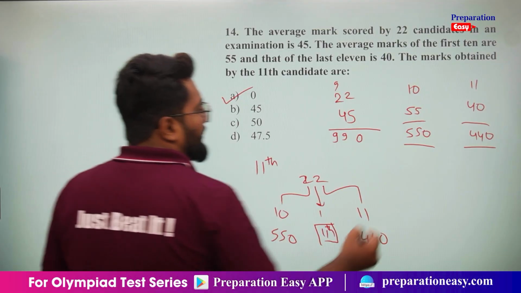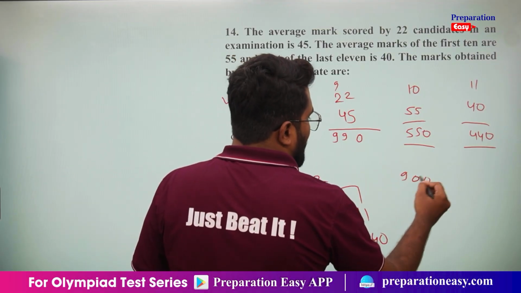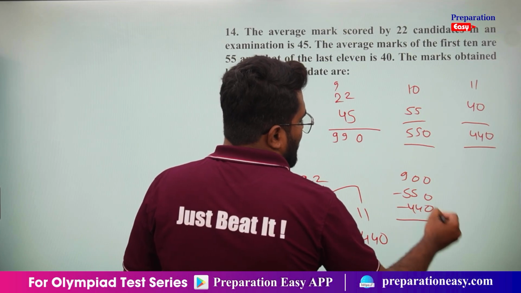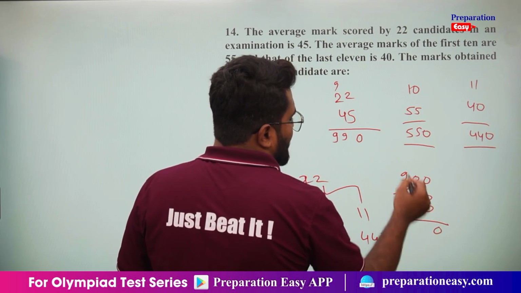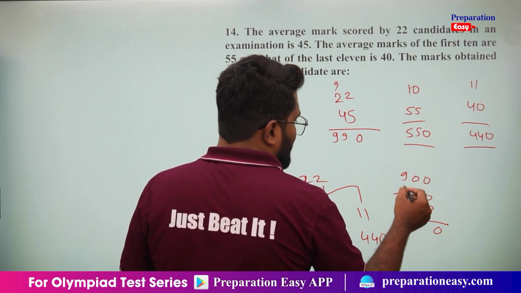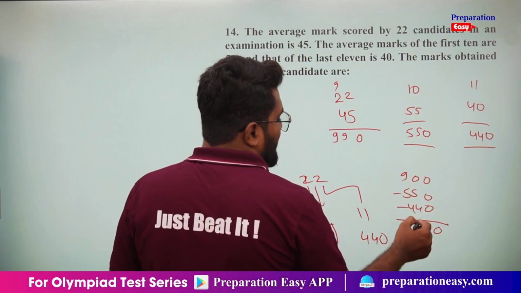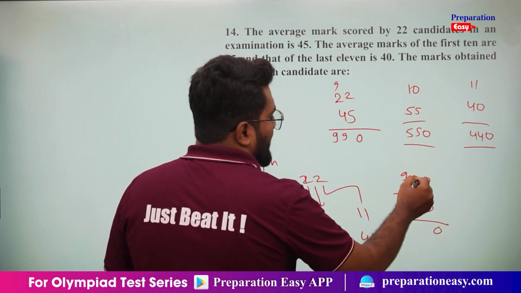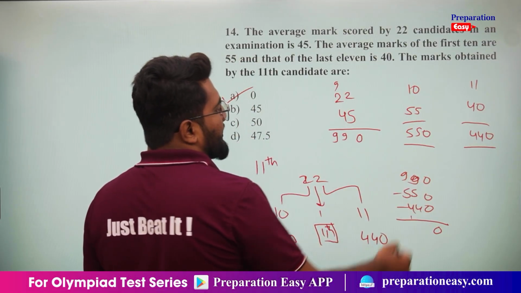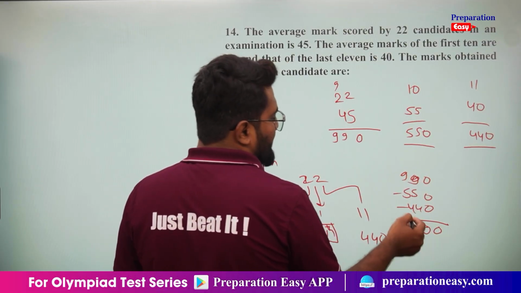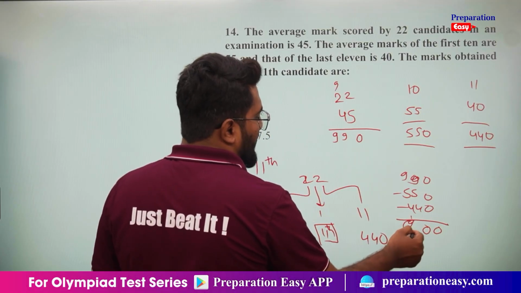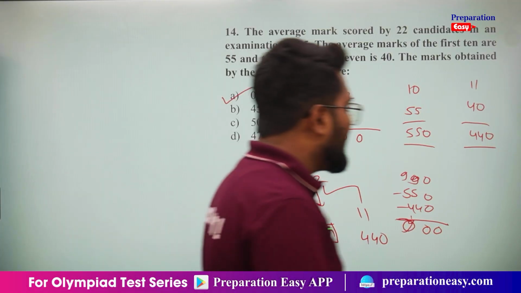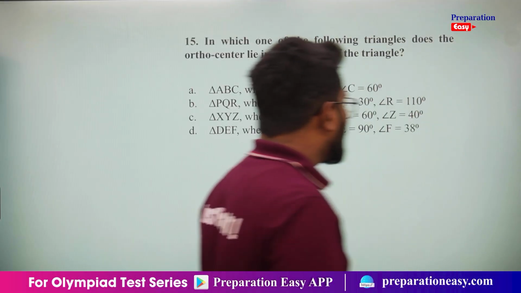990 minus 550 minus 440. 5 plus 4 is 9, so it will become 990. 9 minus 9 is 0. Again 0. So the answer will be 0 marks obtained by the 11th student. Okay, let's move towards the next question.